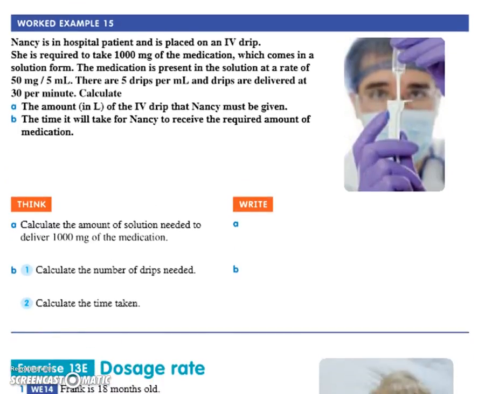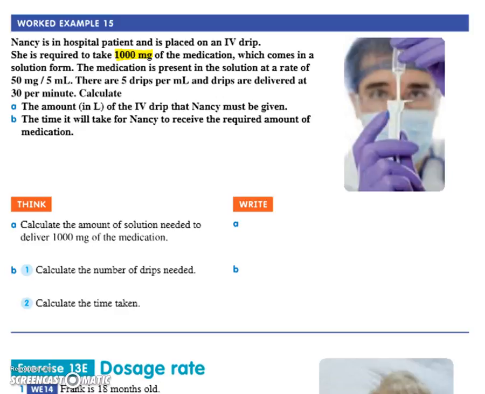Let's work this out. Nancy is an in-hospital patient, so I'm assuming that was an "and", not an "in", and is placed on an IV drip. You guys know what IV stands for? Intravenous, in other words, in your vein. Okay. She is required to take 1,000 milligrams of the medication. Notice I'm highlighting stuff, which comes in a solution form.